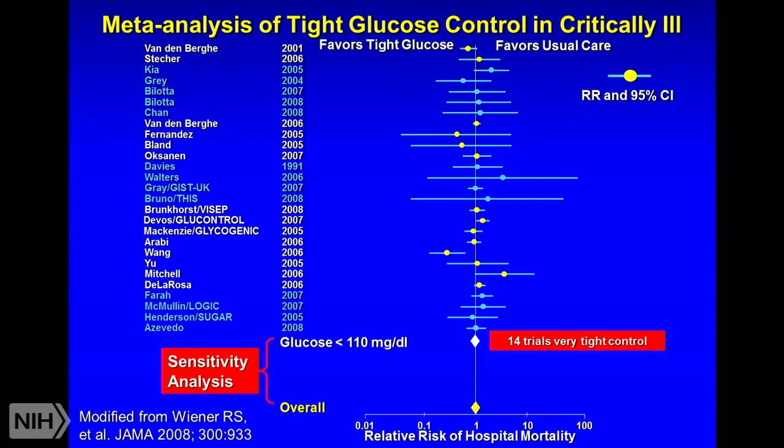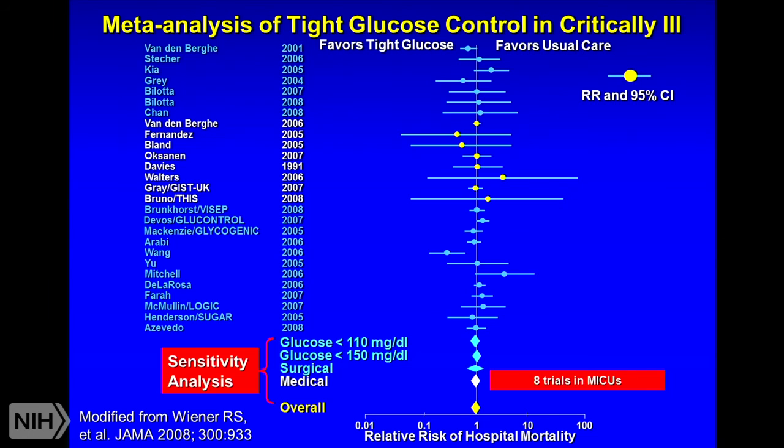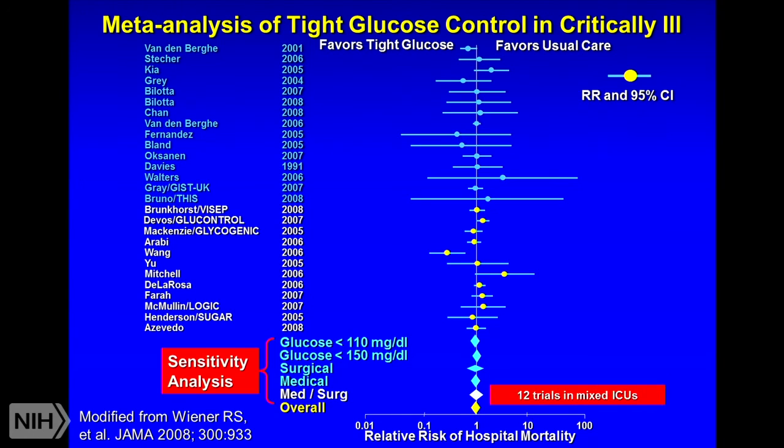If you look at patients that had glucoses of less than 110, these are the very tight control, the effect size was the same, no benefit. If you look at the more moderate control, 150, there's still no benefit. If you look at surgical ICUs, there's still no benefit. Medical ICUs, still no benefit. Med-surgical, still no benefit. So this was really not beneficial no matter where you looked.